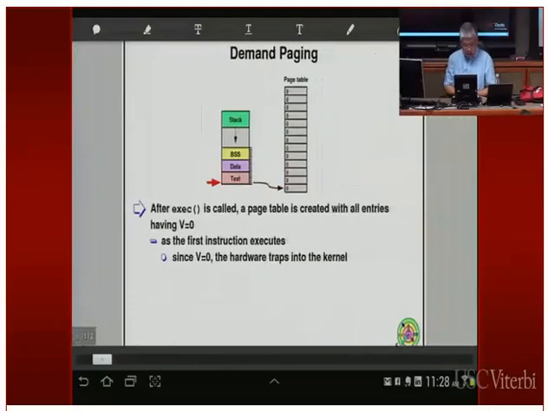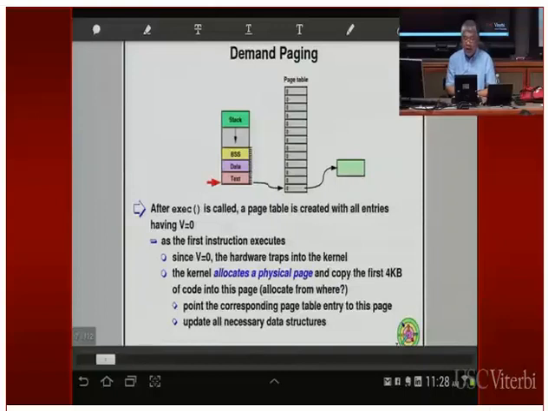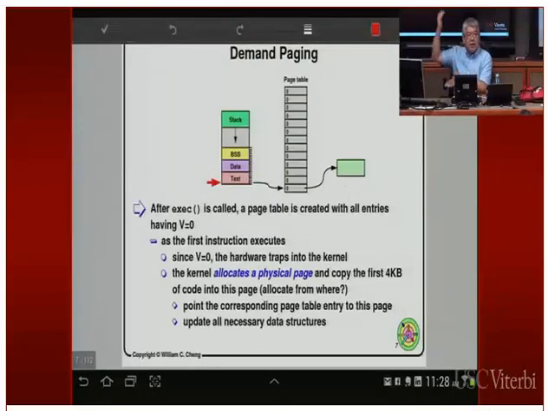So, since the valid bit is 0, we trap into the kernel, which allocates a physical page. Again, in physical memory there are many, many pages. If you have 1 gigabyte of memory, you have 2 to the 18 pages. You go through the 2 to the 18 pages and find a free page. So how do you find a free page? You go to the memory allocator. That's where memory allocation comes in.